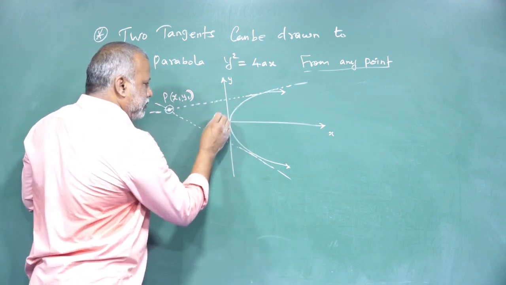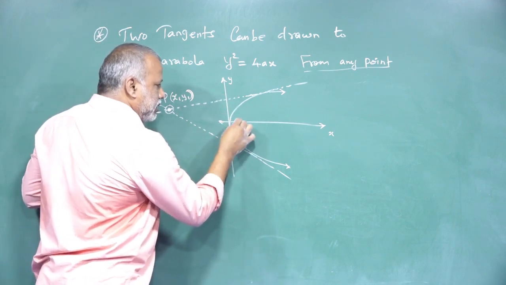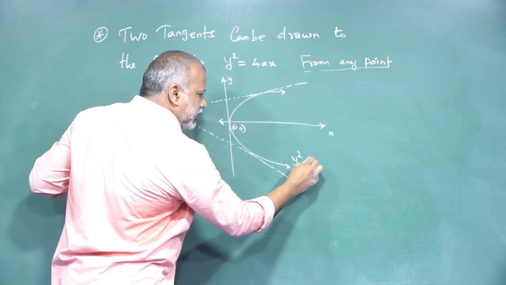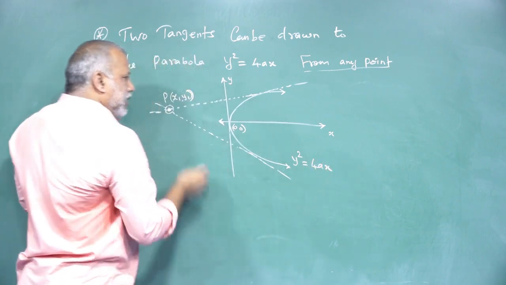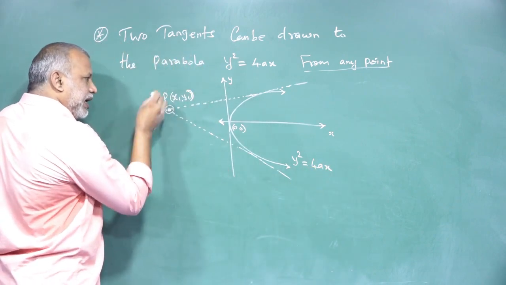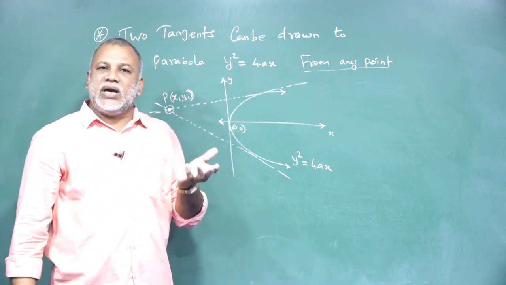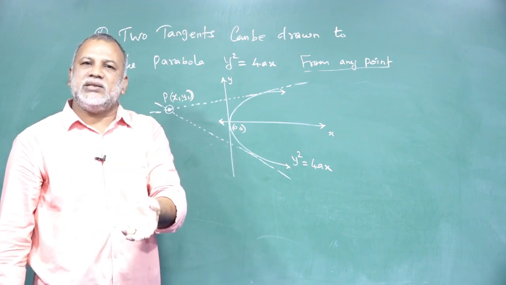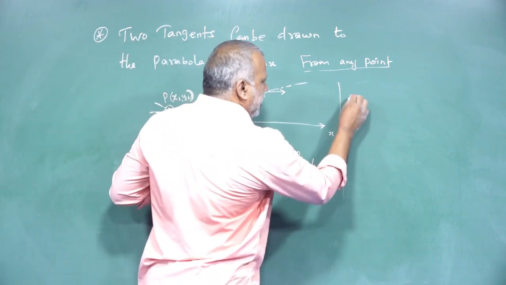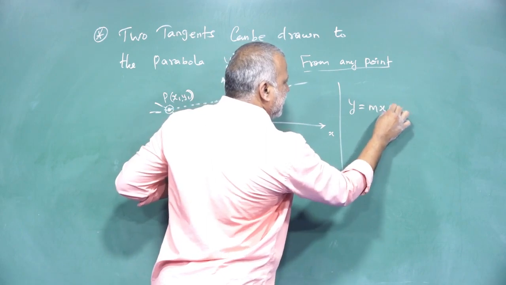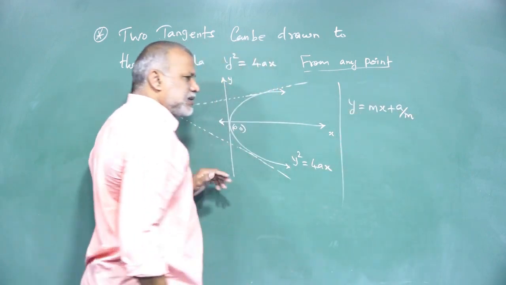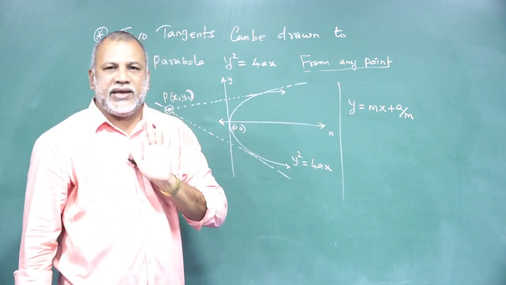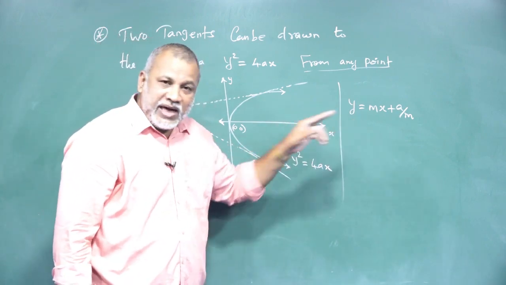See this one. This is the vertex, origin 0, 0. So this is the general equation. You are selecting the type y squared equal to 4ax. Now the point is outside. Just now we derived the condition. What is the condition for the line y equal to mx plus c to be a tangent? See, y equal to mx plus a by m. This is the condition we just worked out. So this is also considered to be a tangent, where m is the slope, as I already explained.